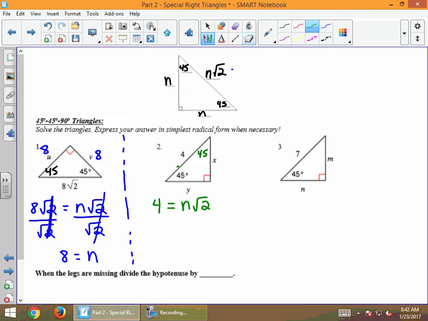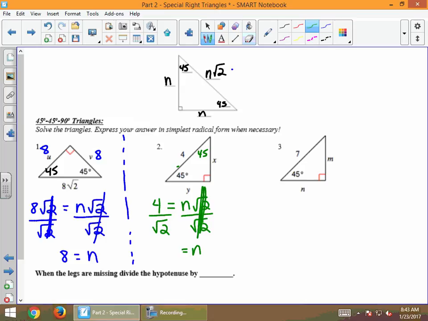Well, to solve for n, again, we're dividing. And we're dividing by radical 2. That way it cancels. We're just left with n. And then we have 4 over radical 2. Really tempting just to plug that in our calculator, but if you notice, we want our answer to be in simplest radical form, so it says in the directions. Okay.